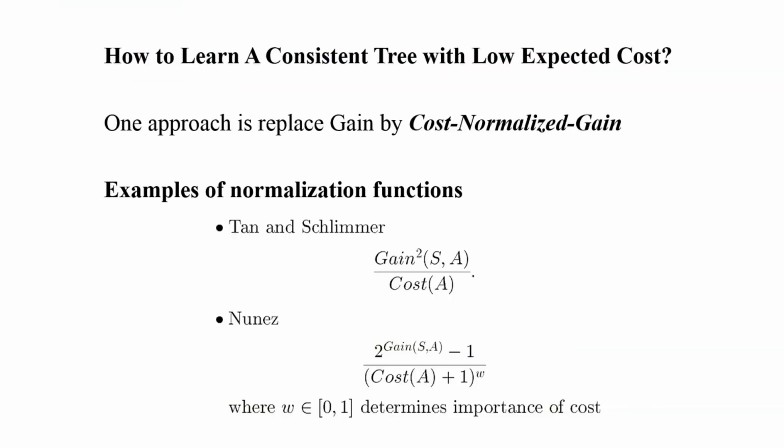How to learn a consistent tree with low expected cost? One approach is to replace gain by cost normalized gain. This is given by Tan and Schlimmer. The formula is gain square of the sample for that attribute divided by cost of that attribute, or we can use Nunez's formula, which is given by 2 raised to gain of the sample for that attribute minus 1, divided by cost of that attribute plus 1 raised to omega, where omega is 0 or 1, which determines the importance of the cost.